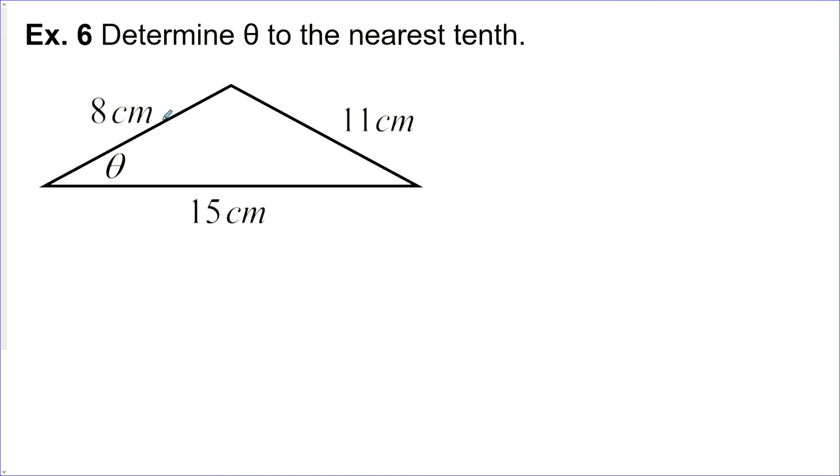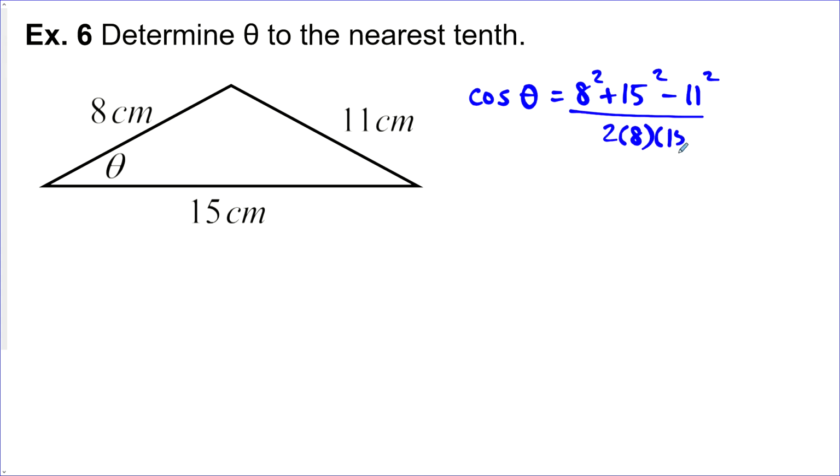Let's try that with this example. We have all 3 sides and we're missing theta here. So that will be my cos theta, and it equals 8 squared plus 15 squared minus 11 squared all over 2 times 8 times 15. And we can put this in our calculator, take the cos inverse, and we get that theta is equal to 45.6 degrees.